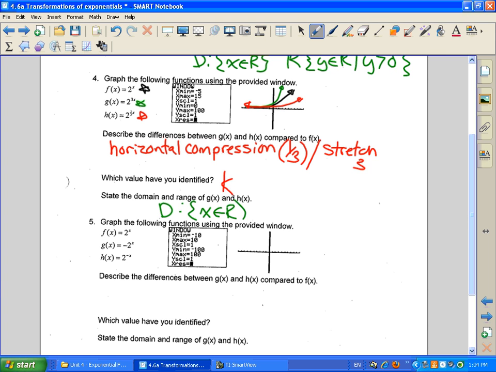So the domain is x belongs to a set of real numbers. The range is such that y belongs to a set of real numbers, such that y has to be greater than 0 in this case.